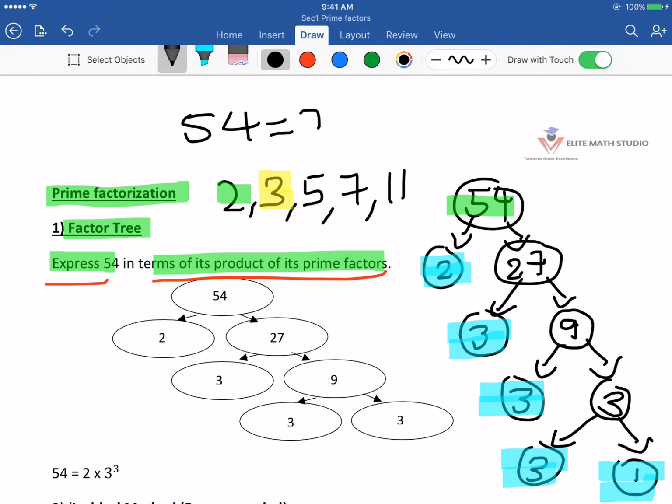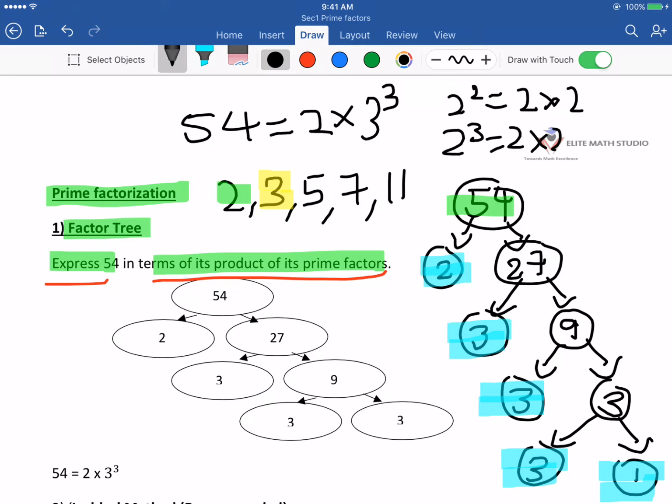2 will be 2 times, how many 3's are there? 1, 2, 3. So it becomes 3 to the power of 3. So you must ask me, what do you mean by 2 to the power of 2? 2 to the power of 2 means just 2 times 2. What do you mean by 2 to the power of 3? 2 to the power of 3 becomes 2 times 2 times 2. That's what we mean by 3 to the power of 3: 3 times 3 times 3.